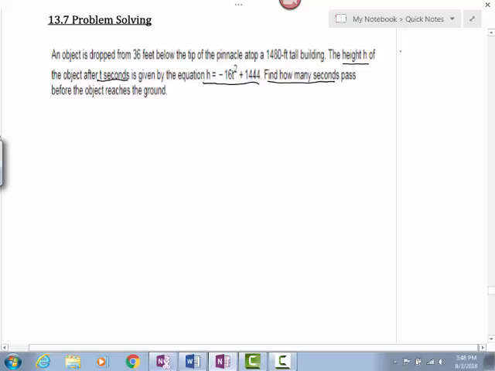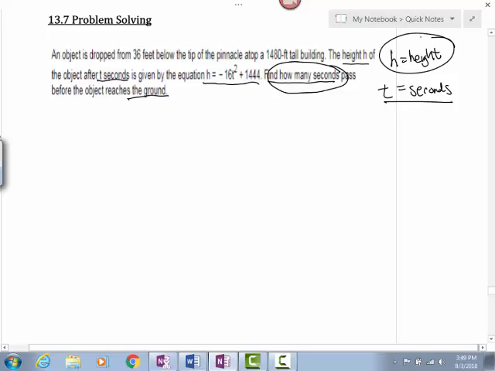Okay, so right over here on the side, I'm going to say h is the height, t is the time in seconds, okay? So when I look at this part right here, find how many seconds, that tells you I'm looking for t before the object reaches the ground. Well, I want you to think about something. When the object is on the ground, the height of the object should be 0.